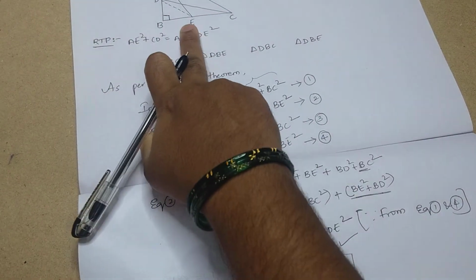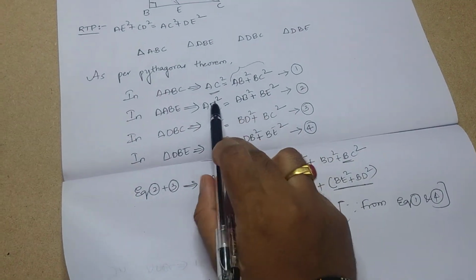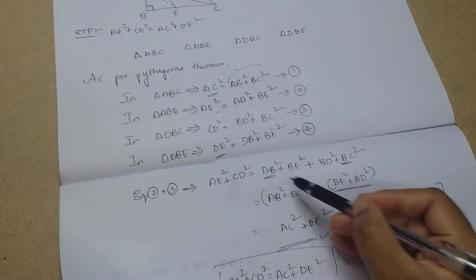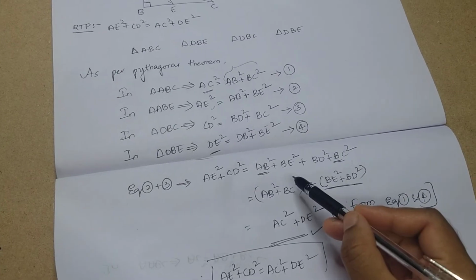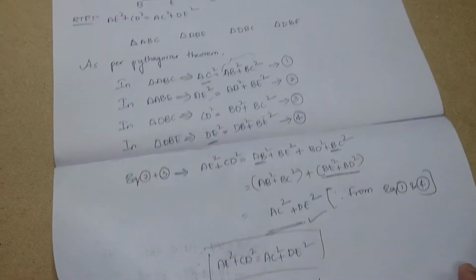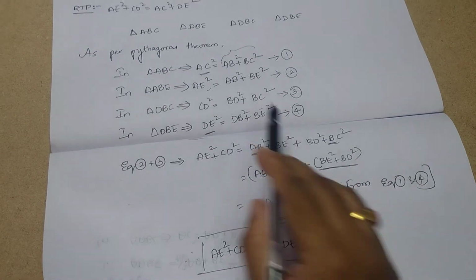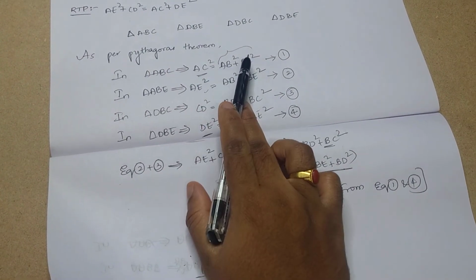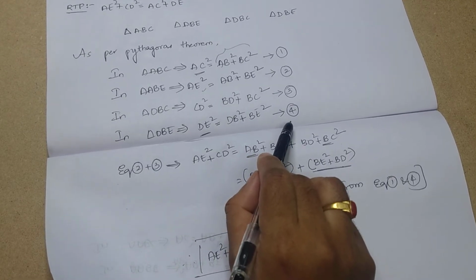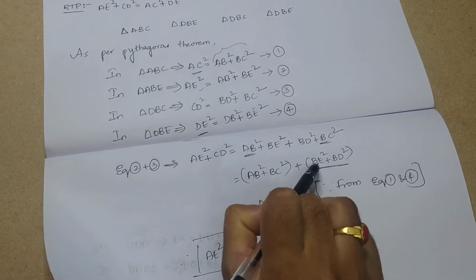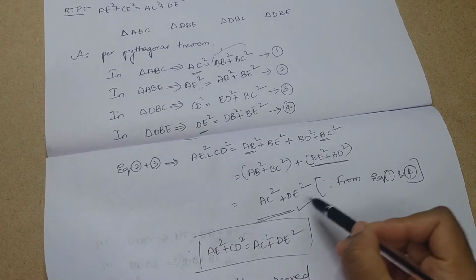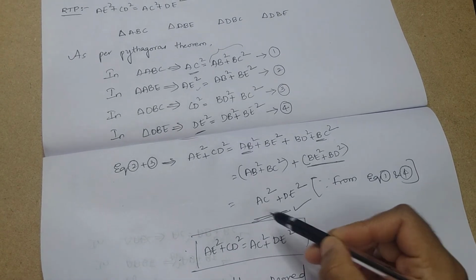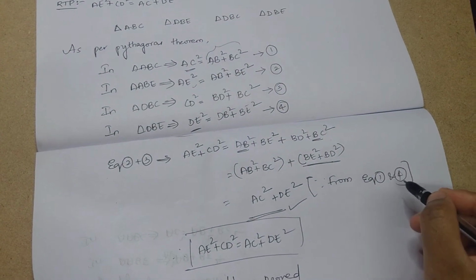So you want in the RHS AC square and DE square. So in order to get AC, you have to get AB square plus BC square. So I have just written these two terms at one place and put it in brackets. After that, the remaining whatever was there, I have put in another bracket. So from equation 1, AC square equals AB square plus BC square, and equation 4, DE square equals DB square plus BE square. Anything is same here. So in this place I have substituted DE, and this place I have substituted AC, from equation 1 and equation 4.